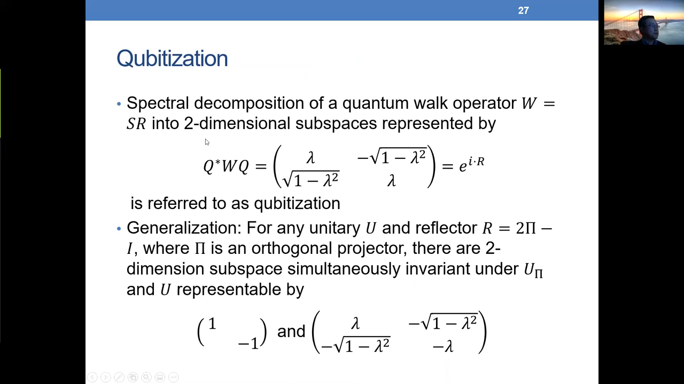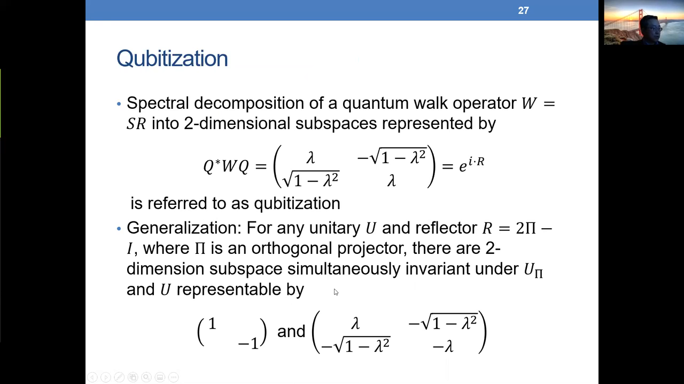Okay, so what we talked about is that the spectral decomposition of the quantum walk operator gives you essentially a two-dimensional subspace represented by this, okay? So you can also write this as the exponential of some 2 by 2 matrix. This refers to qubitization. That means that instead of looking at the entire matrix, you only need to look at the 2 by 2 dimensional subspace. It turns out that you can generalize that for any unitary matrix, any reflector.